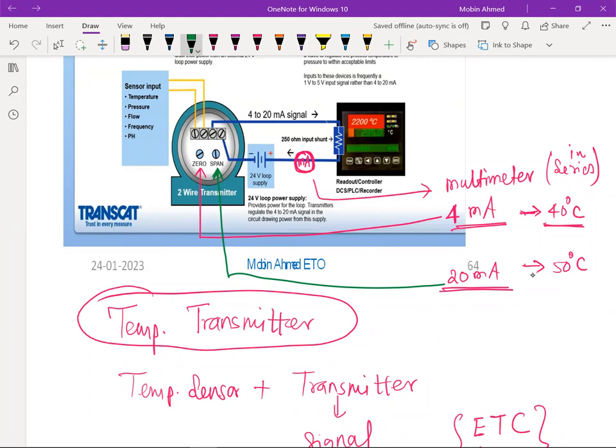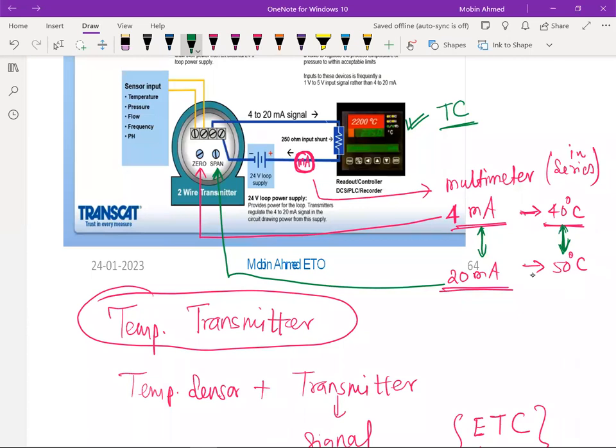This calibration we have to do in the transmitter as well as in the controller. This is a temperature controller, so in the controller also we need to do the same setting. That means when 4 milliampere flows in the circuit, the controller will know it is 40 degrees centigrade. If it reads 20 milliampere, the controller will know it is 50 degrees centigrade. Whatever current flows in between will correspond to between 40 and 50 degrees centigrade.